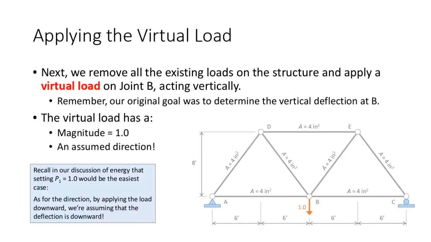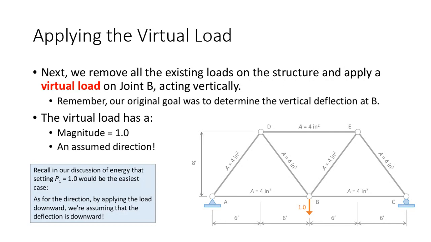Next, because the energy expressions allow you to deal with the forces separately, you take that structure and take all the loads off of it, and then place a single load on it. Where do we put that load? We put that load where we're interested in determining the deflection. If I was interested in the deflection at joint D, I'd put the load at D. If I was interested in E, I'd put it at E. Right now, I'm interested in the deflection at joint B, so I put the load at B.